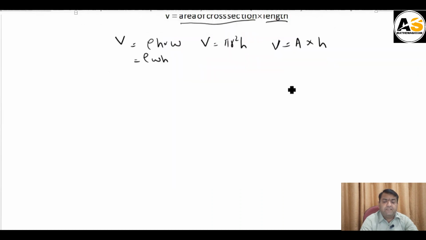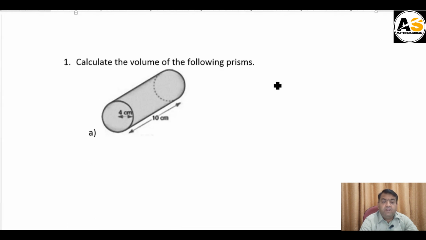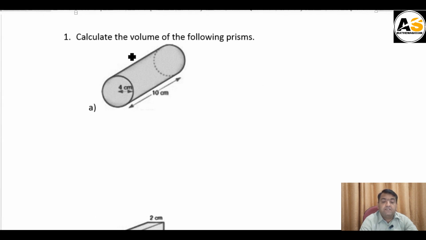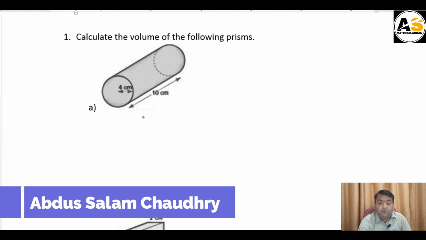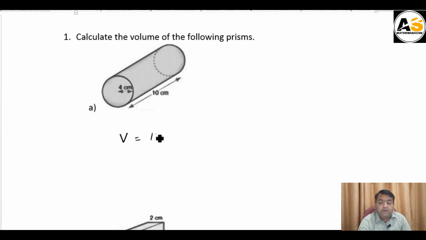Let us solve a few examples. Number 1, we have to find the volume of this prism. This is a cylinder. What is its cross sectional area? Pi r square. And what will be its volume? Its volume will be pi r square multiplied by height 10. 16 pi into 10. This will be 160 pi centimeter cube.